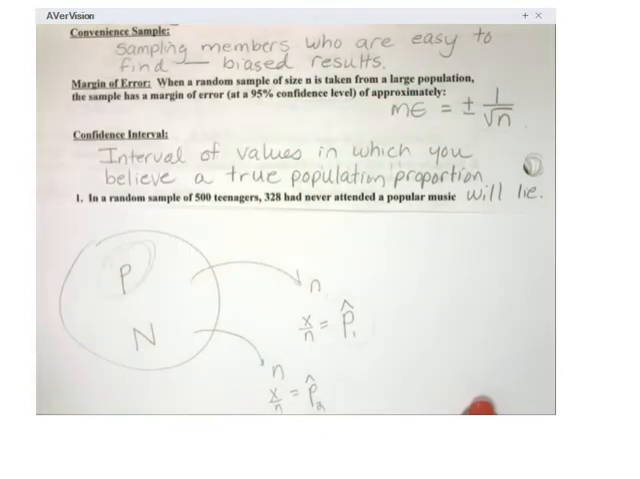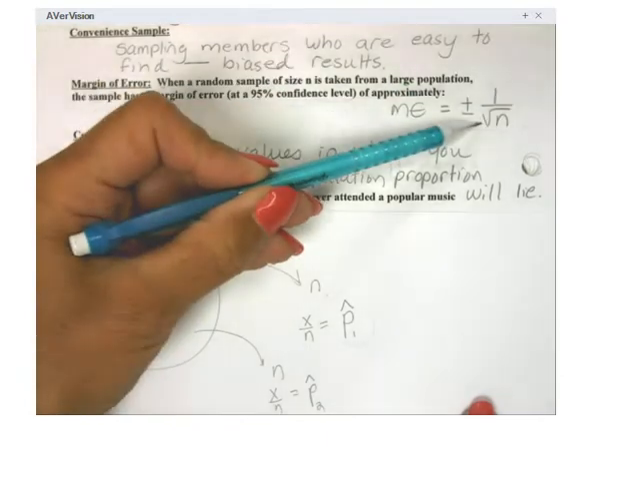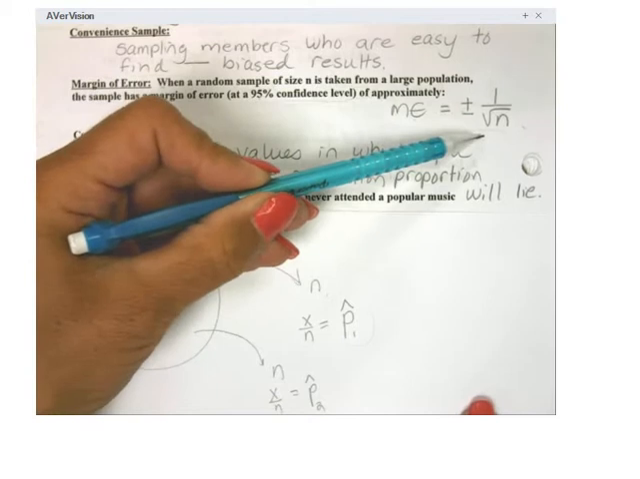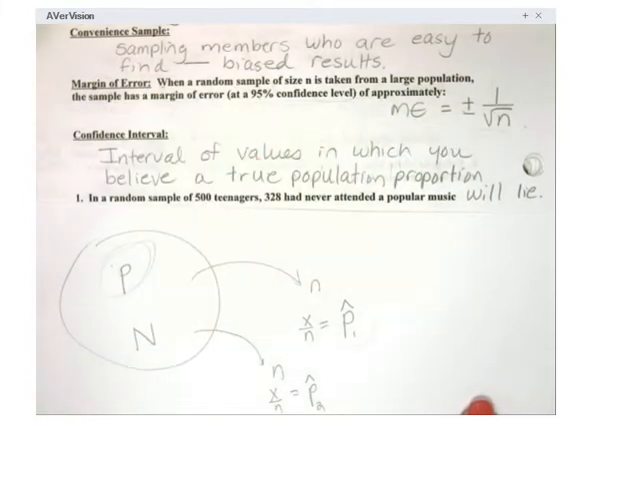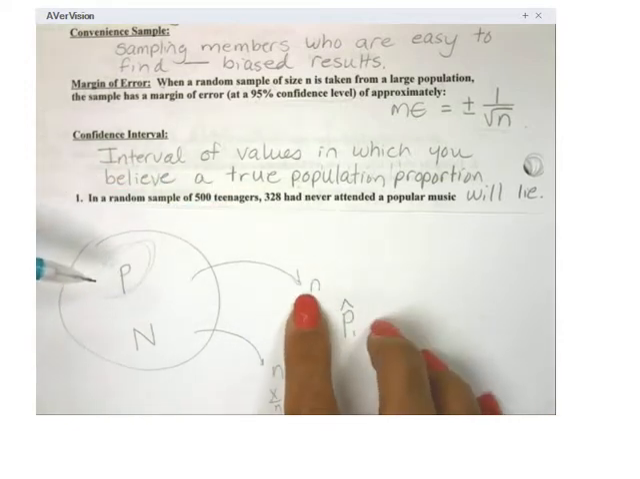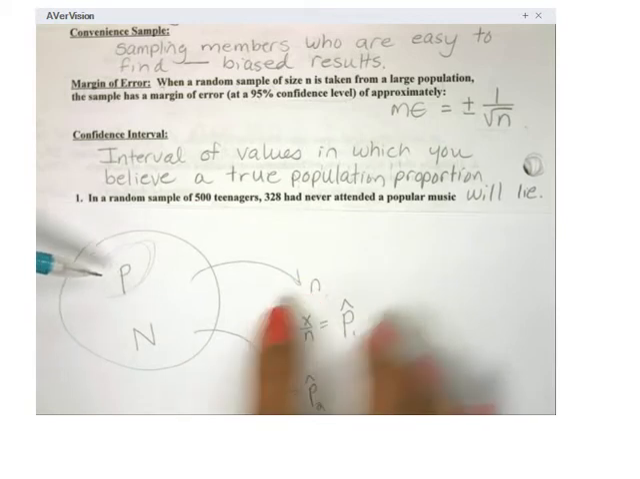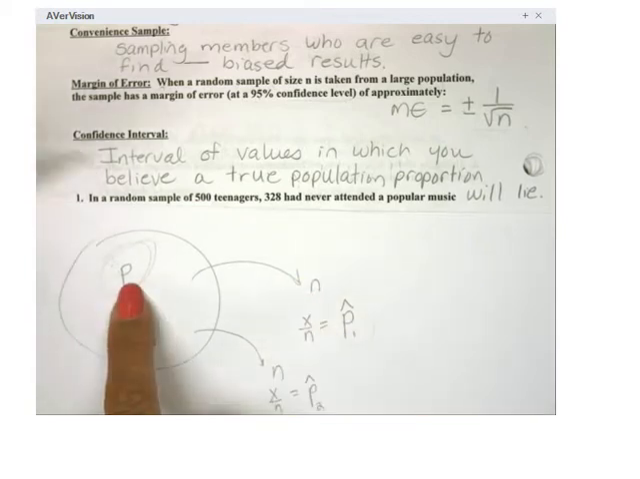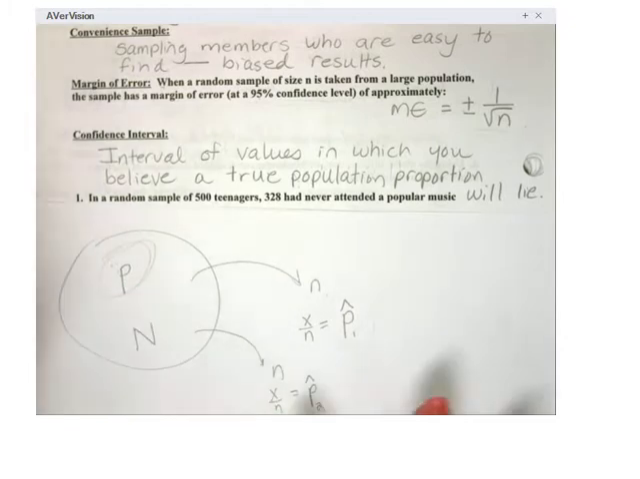And again, this is just an approximate formula. In AP statistics, you learn something much more technical than this. But that's an approximation right now of what the margin of error is. And then we produce confidence intervals. A confidence interval is an interval of values in which you believe a true population proportion will lie. So we're going to get an interval of numbers that will say, we're pretty sure that this true proportion lies between blank and blank. So let's look at an example and you'll see what I mean.